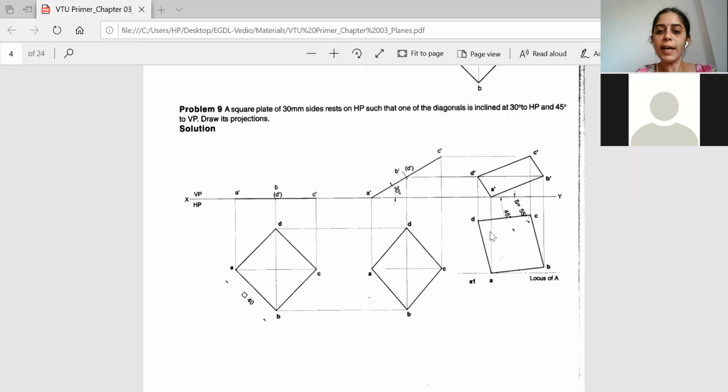So you draw the diagonal and you will measure how much it is. Then you will measure C to D, how much, and cut an arc. And then you will measure A to D, how much, and cut an arc. So you will get the point D.